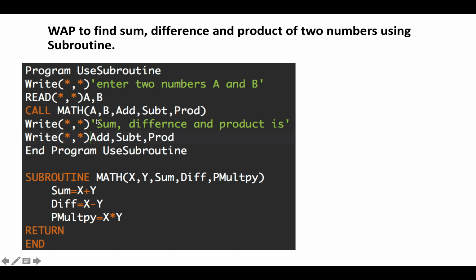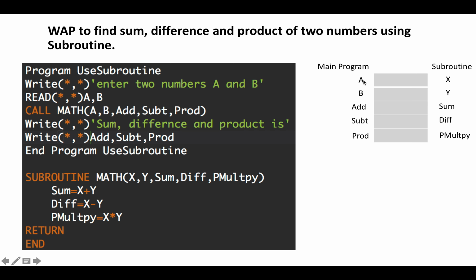Now I have used different symbols for the variable names of the arguments. So how does it work? In the program, I use the variables a, b, add, subtract, product. In the subroutine, I use x, y, sum, difference, and p multiply. Totally different names. Because in the main program, this memory location is called a, and this same memory location is called x in the subroutine. So the same memory locations have different names, and similarly for the other variables.